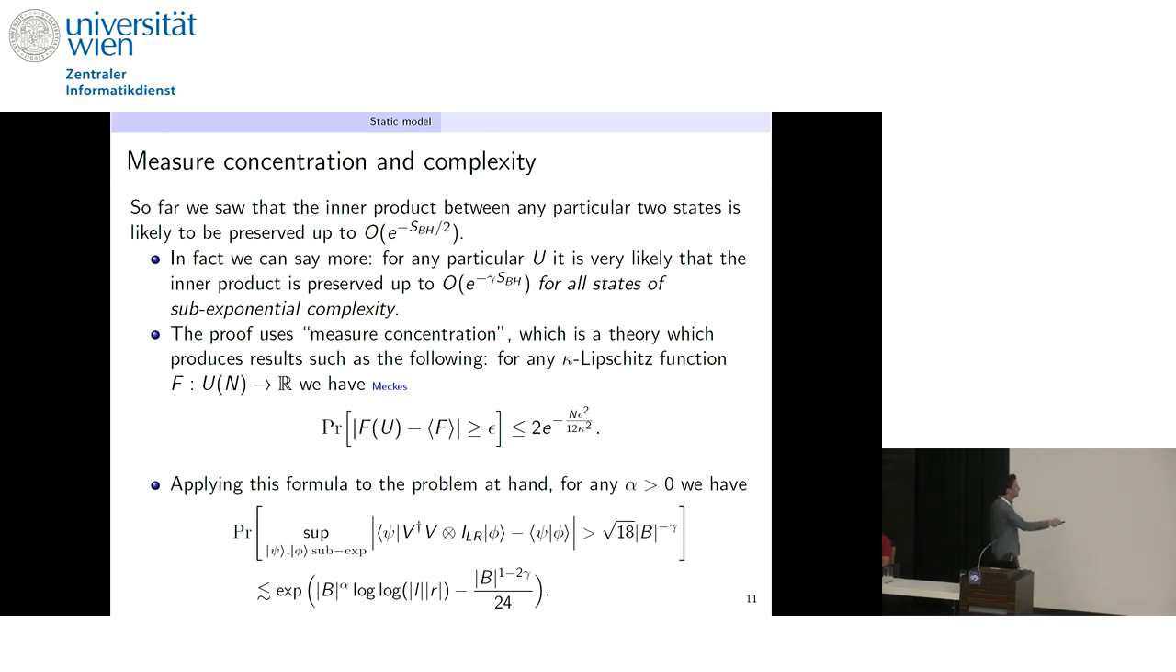And in particular, if you apply this formula to the problem at hand, then you get some formula like this, which I won't try to explain in detail, but what it says is this. It says that, if we maximize over all sub-exponential states, then the difference in the inner product is probably not going to be bigger than exponentially small, because we've got this double exponential suppression here in the exponent.